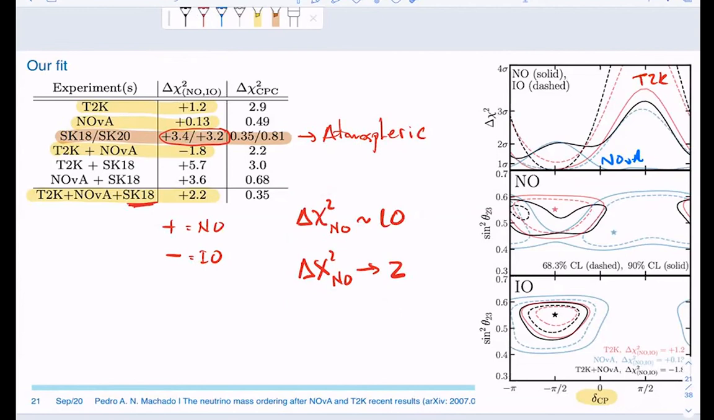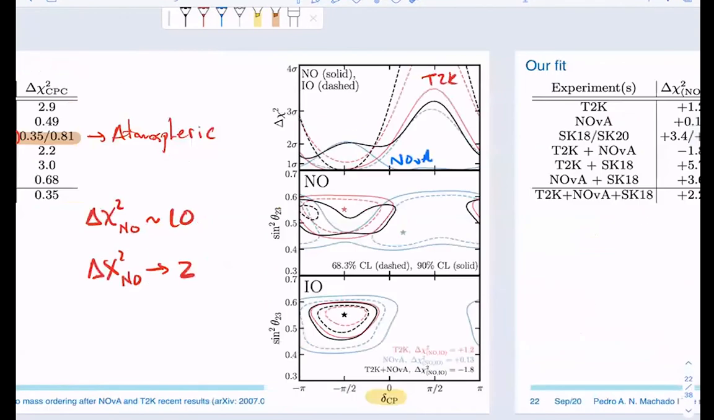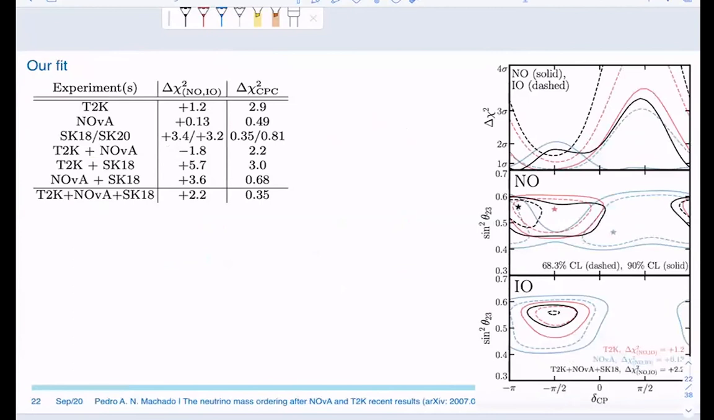I also have the same plots here whenever you add atmospherics. So this here is basically T2K plus NOVA plus atmospherics. And you can see that when you add atmospherics down here, you still prefer normal ordering just because of atmospherics. But at 1 sigma or so, these are pretty much compatible.